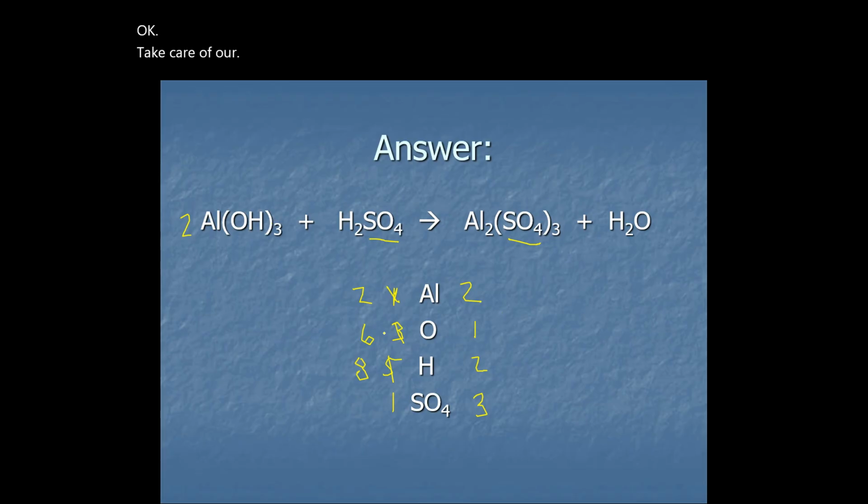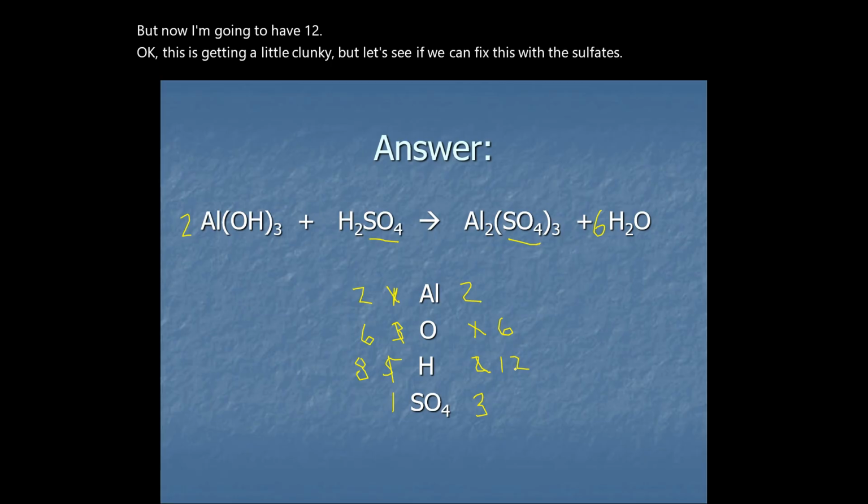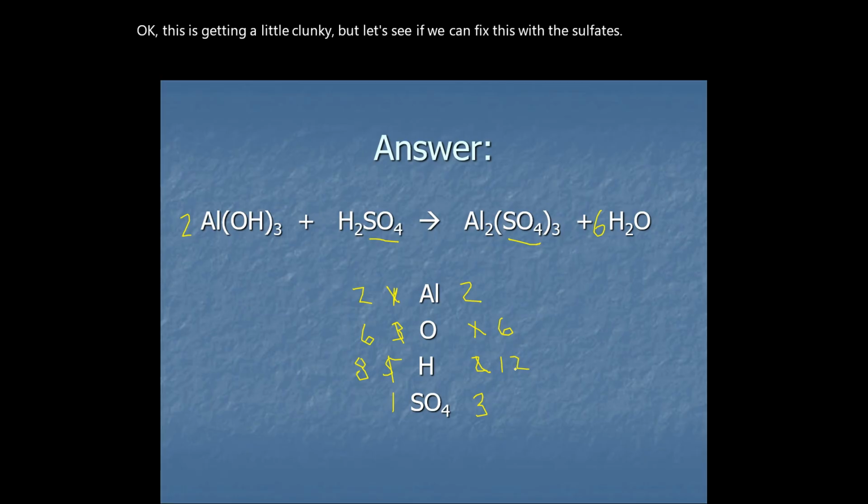On this side I have 6, on this side I have 1. So if I put a 6 here, I have 6 oxygens, but now I'm going to have 12 hydrogens. Okay, this is getting a little clunky, but let's see if we can fix this with the sulfates, because it looks like hydrogens are going to be a bit of a mess.